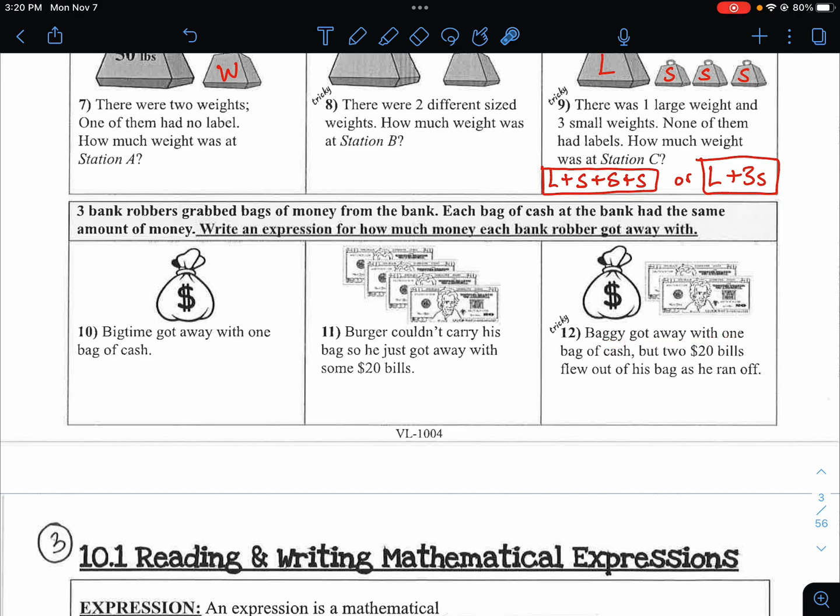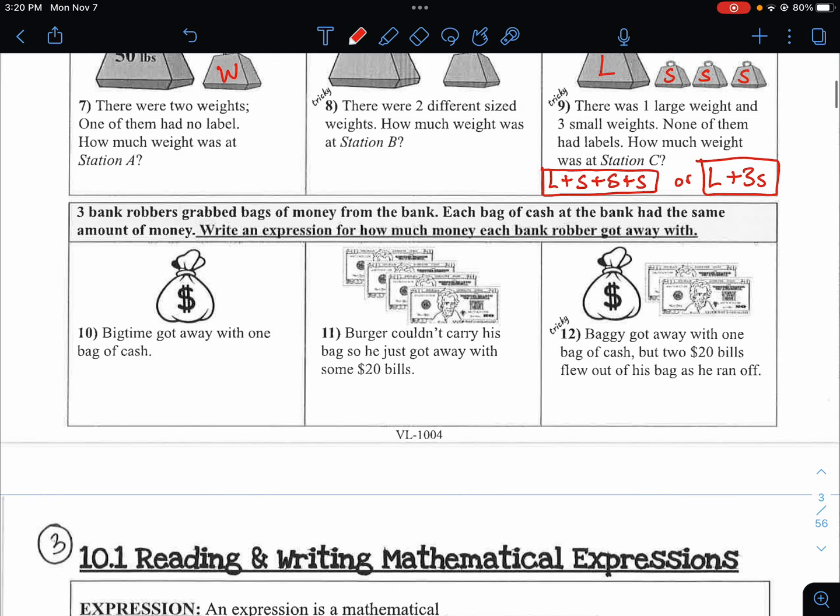Baggy got away with 1 bag of cash, but 2 $20 bills flew out of his bag as he ran off. So let's just say this is money. You use M for the cash. So that's just money. That's M. And then it said 2 $20 bills flew out of his bag as he ran out. So if he lost 2 $20 bills, I can say, oh, well, he lost $40. So I could say M, this money minus 40 is how much money he got away with.